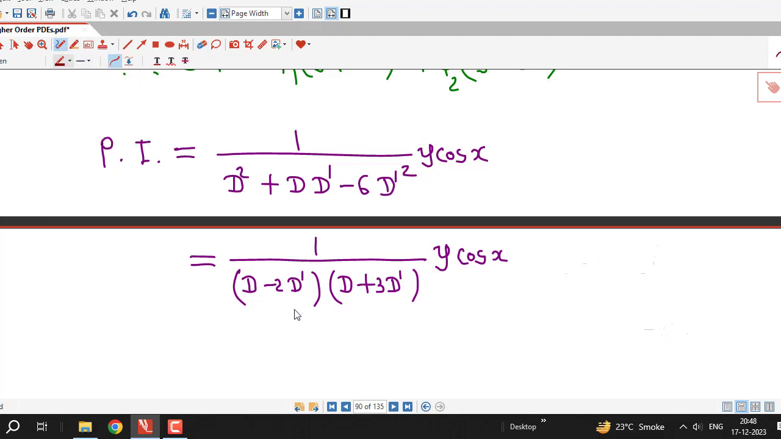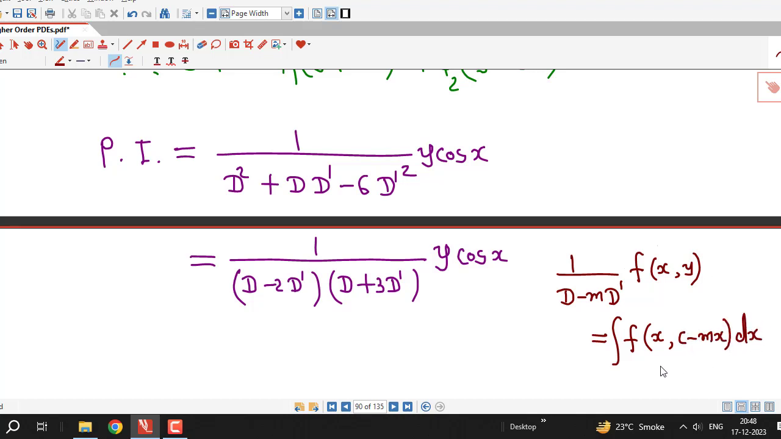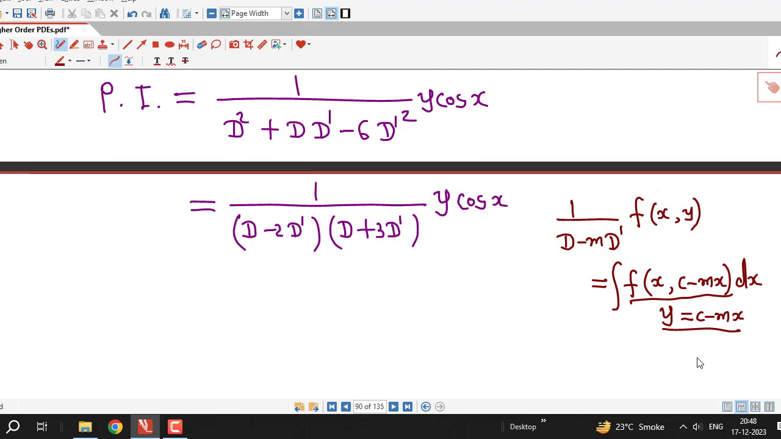We will apply both the factors one by one to the right hand side, and for that we use this formula: 1 over D minus mD' operated on f(x,y) is the integral of f(x, c minus mx) with respect to x, where we put y equal to c minus mx, so that we have a function of only one variable and we can integrate it with respect to x, and after integration we have to replace c by y plus mx.